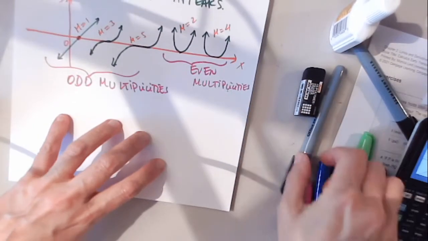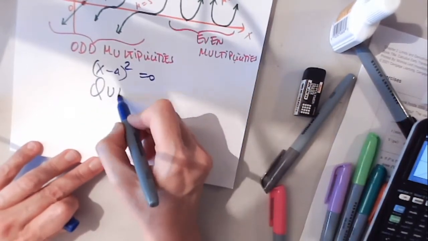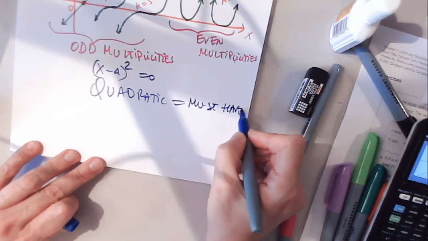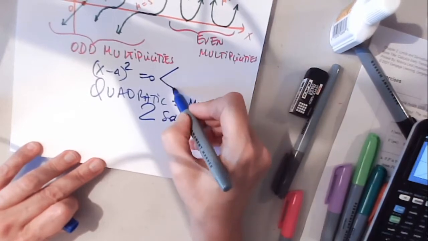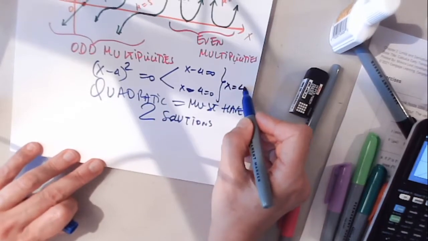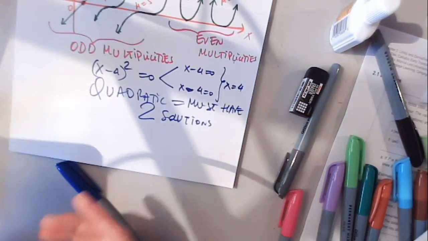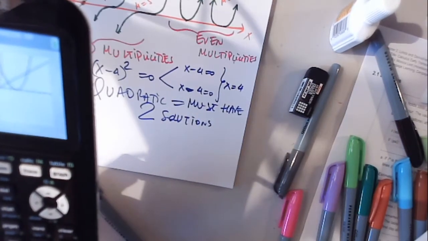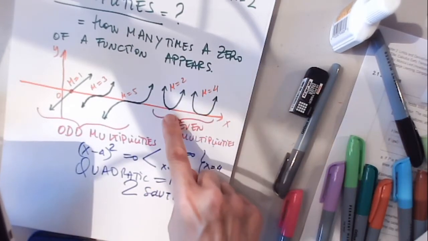Very good. So if I solve the equation x minus 4 squared equals 0, this is quadratic, so it must have 2 solutions. And the 2 solutions are x minus 4 equals 0 and x minus 4 equals 0, which means 2 solutions, x equals 4. It's quadratic, so it must have 2 solutions, and it has 2 solutions because they are the same. Multiplicity is 2. The function turns at that point.